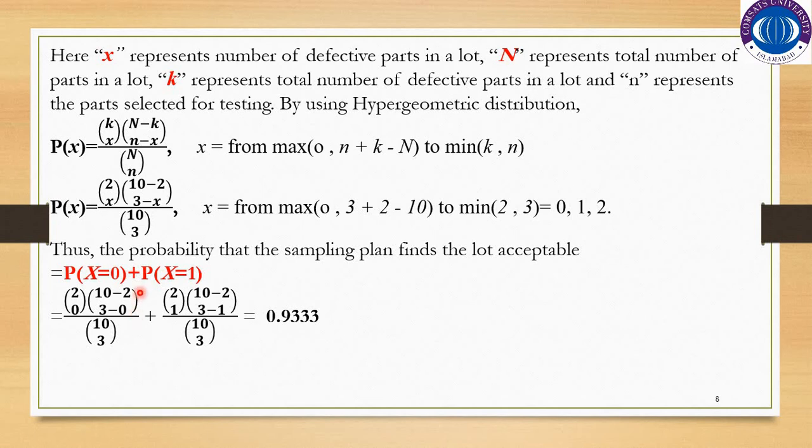Plus, the producer says that he can tolerate one defective part in the lot and he can accept the lot. So we will substitute X is equal to 1. This is also the second case in which the lot can be accepted. So either this could happen or this could happen, and the lot will be accepted. We will consider the probabilities of both cases and add them, which will give us the total probability that the lot is acceptable, which is 0.933.